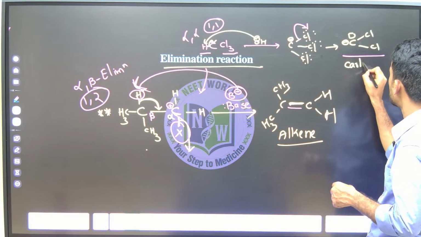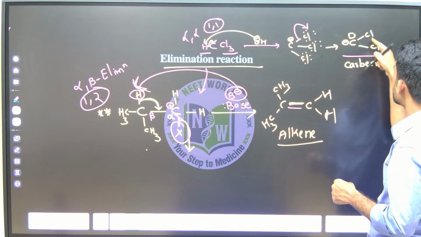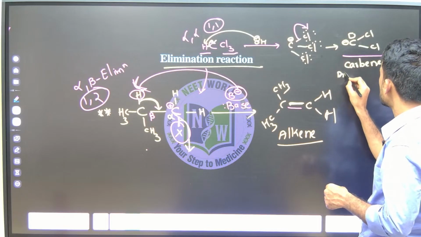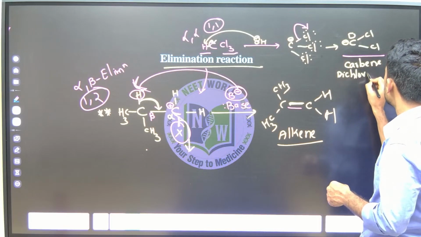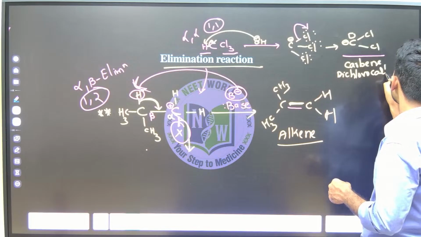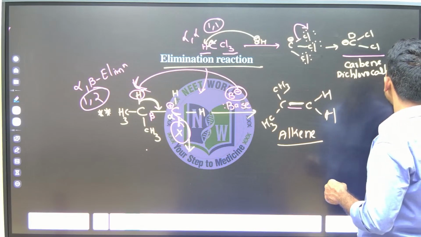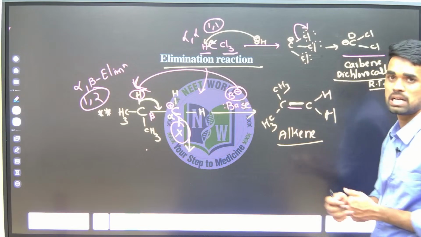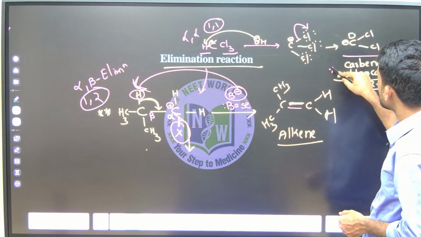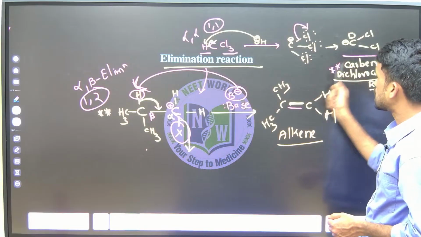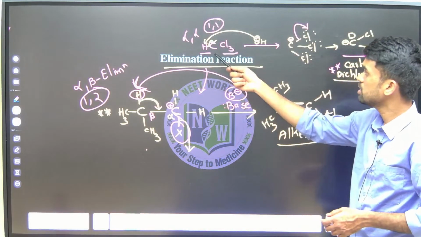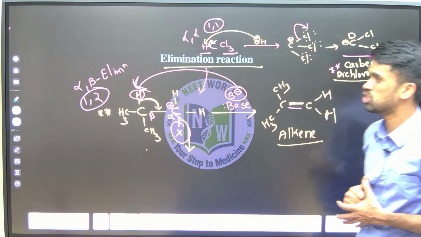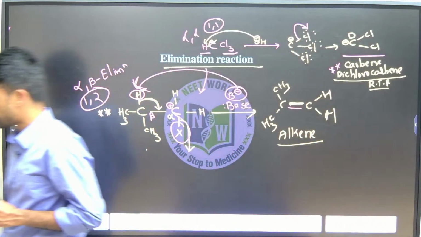What is the product name? Carbene. Since there are 2 chlorines, you can say dichlorocarbene. This is an intermediate in the Reimer-Tiemann reaction. We will discuss that later, but remember that dichlorocarbene is the product formed in this 1, 1 elimination of chloroform. Is this clear, whatever we discussed?